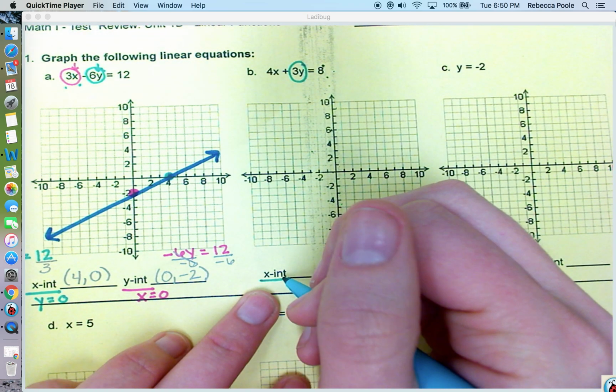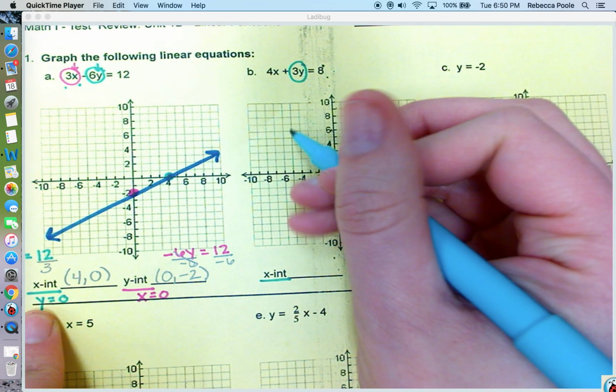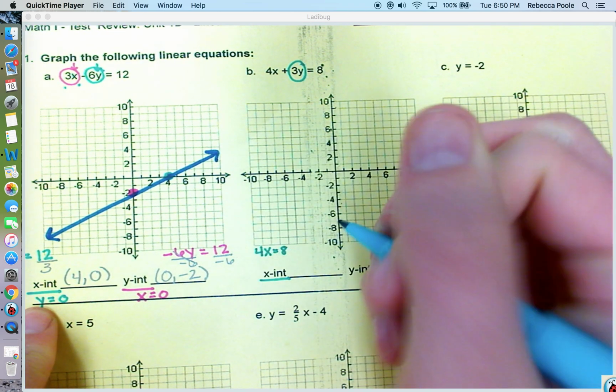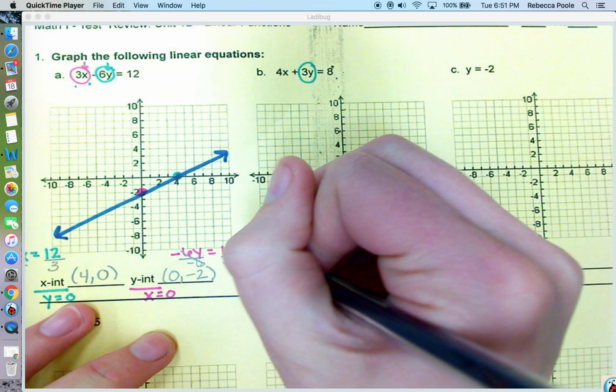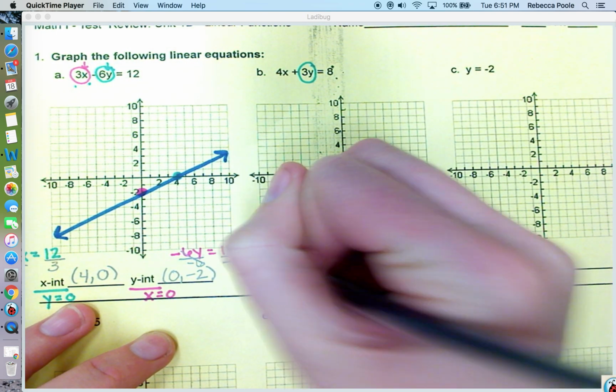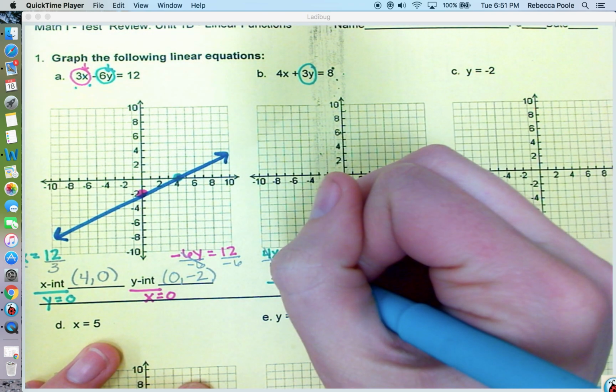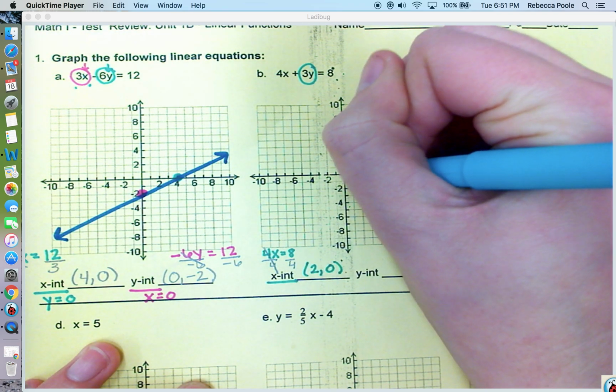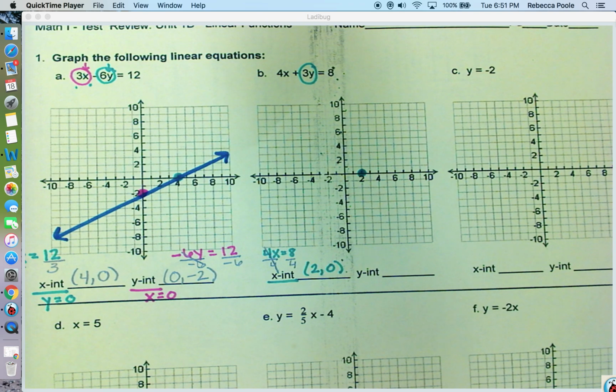So if it's an x-intercept, remember the y should be 0. So I made my y 0. So this is going to be 4x equals 8. Divide by 4, divide by 4. 8 divided by 4 is going to give me 2 for my x. And remember your y is 0. So my x-intercept is 2, 0.